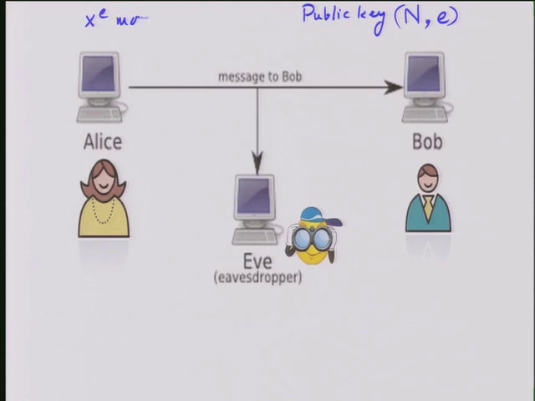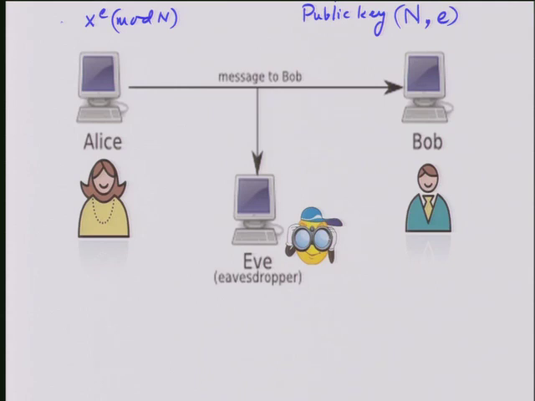Okay? Now, the question is, at this point, Eve knows as much as Bob does. I mean, she knows what N is, she knows what E is. Why is she unable to intercept the message? And the answer is, in an information theoretic sense, Eve has all the information that Bob does. She just doesn't have it efficiently accessible to her.